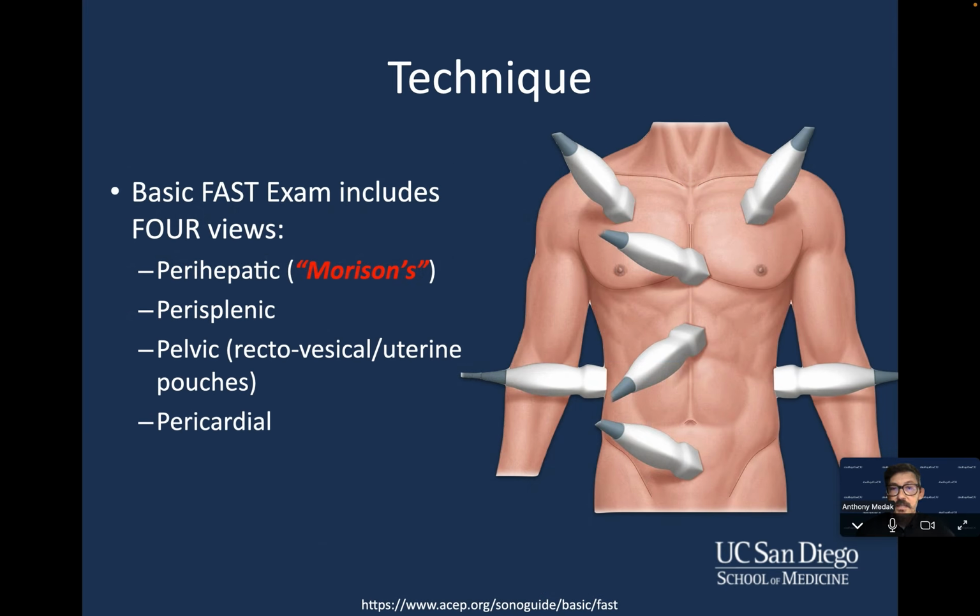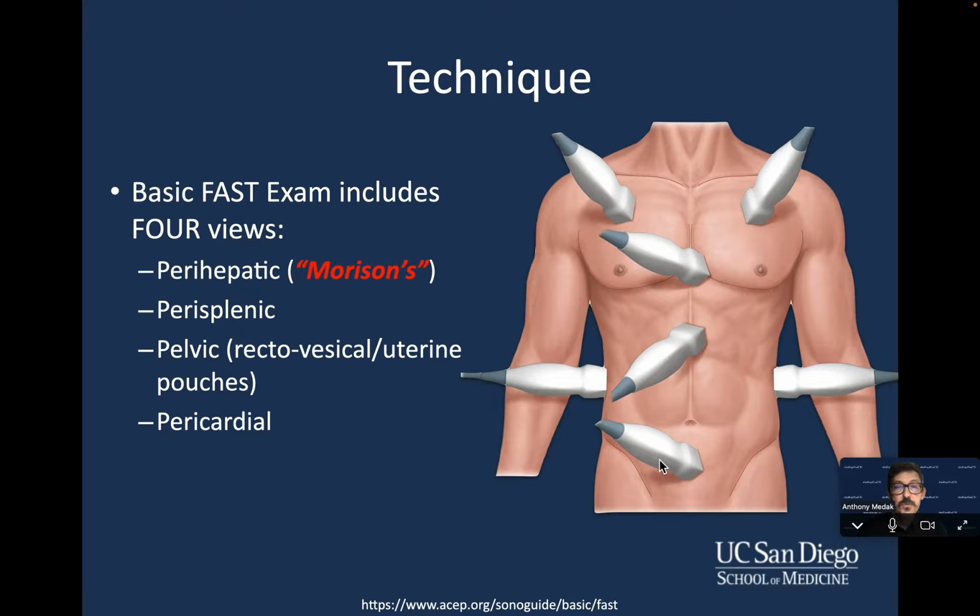So the basic, or the first generation, shall we say, of the FAST exam involved 4 views. That's the perihepatic, and I'll sometimes refer to this as the right upper quadrant view. Some people will refer to this as the Morrison's pouch view. The perisplenic is the second view we're going to obtain. Then we're going to look into the pelvis.